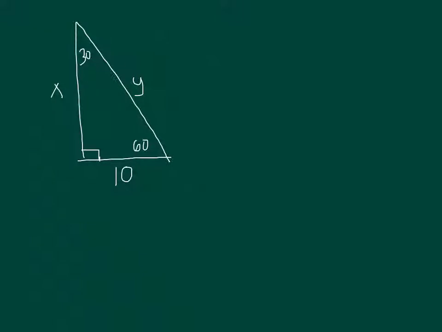So if you recall, across from the 30, that's going to be our small. So I'm just going to write small. You don't have to write leg, small's fine. Across from our right angle is our hypotenuse. So I'm just going to write HYP over there. And then, last but not least, across from our 60 is our long leg.